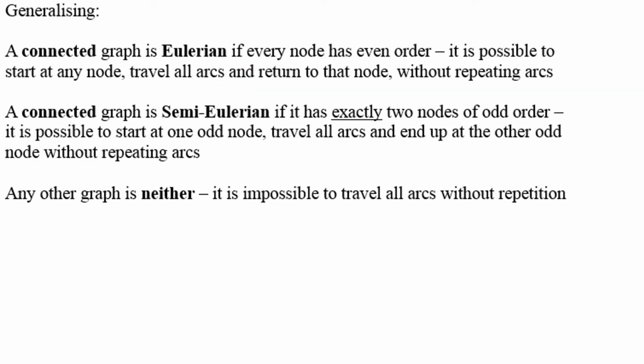Now, generalizing, and as this was Leonhard Euler's thing, he of course names it after himself, a connected graph is Eulerian if every node has even order, and it's semi-Eulerian if 2 nodes are of odd order. So Eulerian means you can do essentially a closed tour. That means you start and you end at the same place. Whereas semi-Eulerian means that you can start at one point, you can end at another point, and cover every single arc in the interim. Any other graph that is not Eulerian or semi-Eulerian, we just say it's neither. There's not special other names for them. And any graph that is neither, it's impossible to travel all the arcs without repeating one of them.